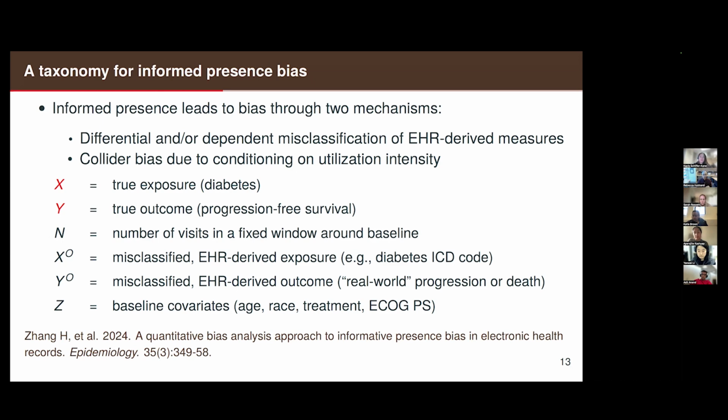So this is based on work by my former postdoc, Molly Zhang, which was published in Epidemiology earlier this year. And the really nice contribution that Molly made in this paper is to think through really, really carefully a taxonomy for how we can describe the relationships among these variables and when they will result in bias due to each of the two different mechanisms that I've described here.